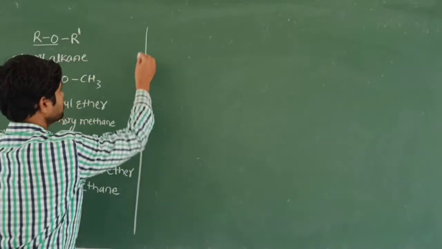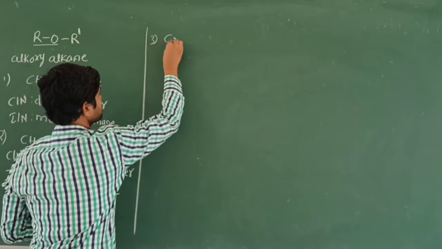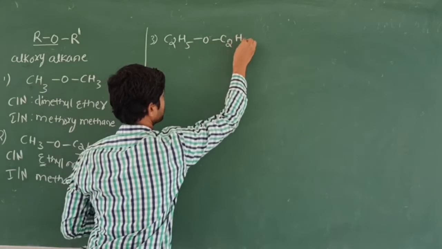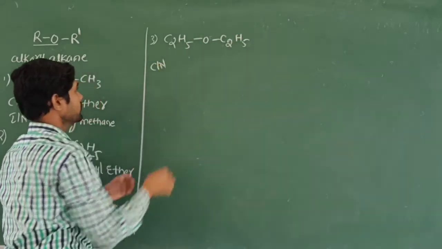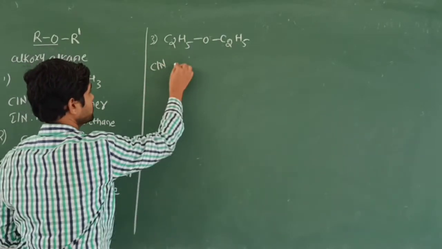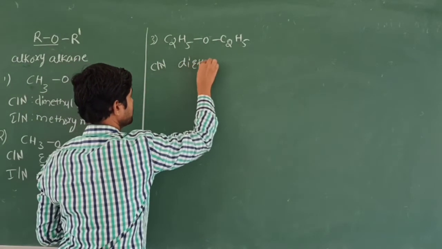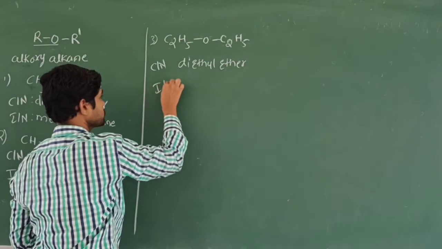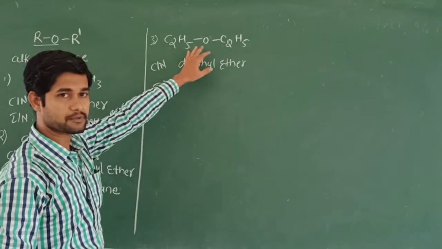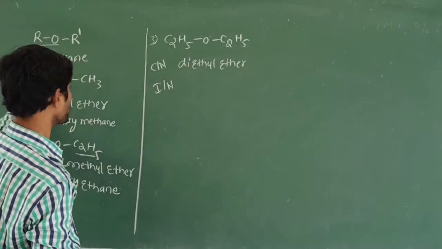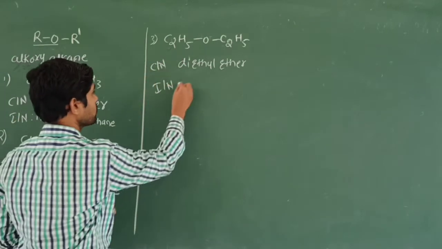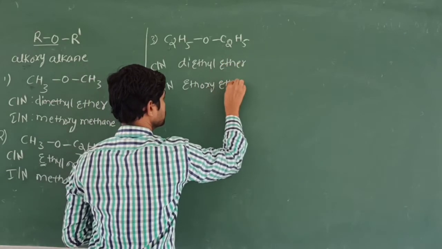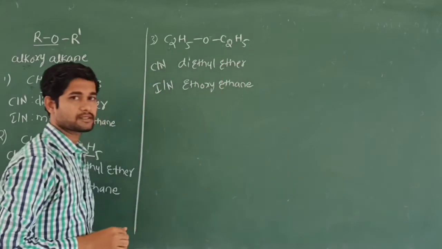Let us take the third example. C2H5OC2H5. Once again its common name is very simple: diethyl ether. What will be the IUPAC name? Here it does not matter which is the parent chain because similar groups are attached to the oxygen atom. That's why its name is alkoxy. Alkoxy with two carbons is ethoxy, and the alkane is two-carbon ethane. So let's take one more example.